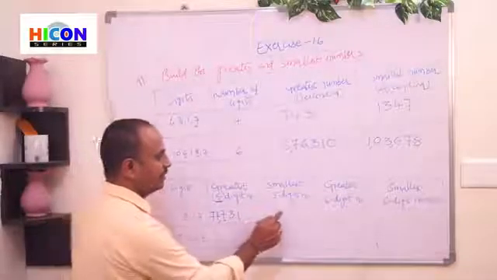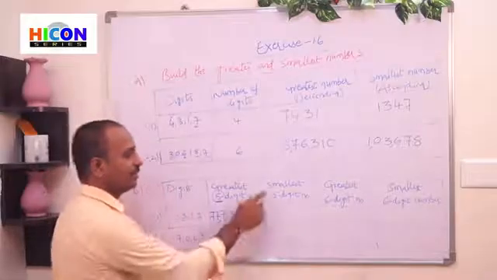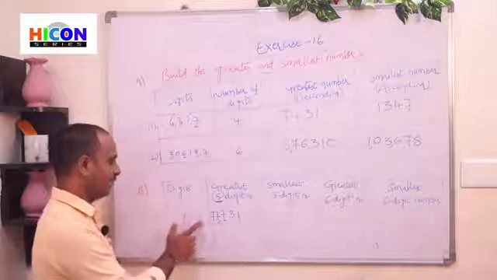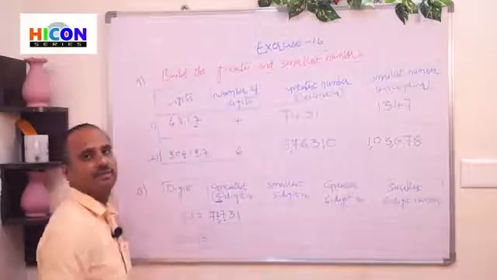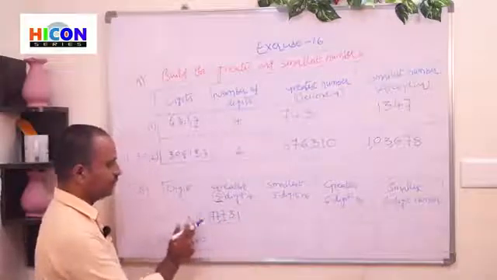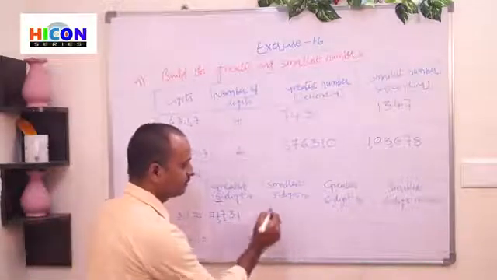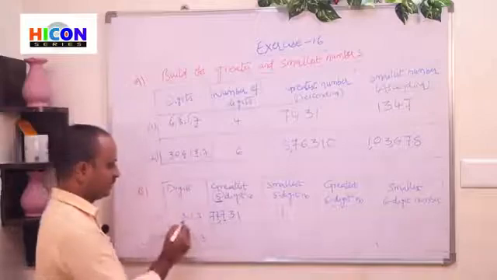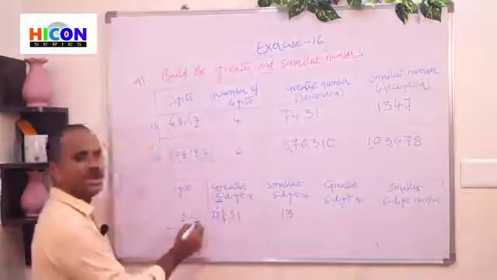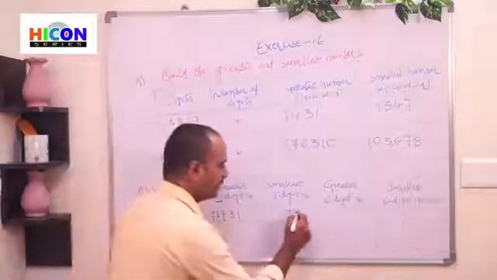Next, the smallest 5-digit number. The smallest number can be obtained by arranging the given digits in ascending order. So first arrange the given digits in ascending order. Ascending order means smallest to greatest. Which one is the smallest? 1 is the smallest. Next, after 1, which one is the smallest? 3 is the smallest, so write 3 after 1. And there is remaining 7, so write 7 in the last place.